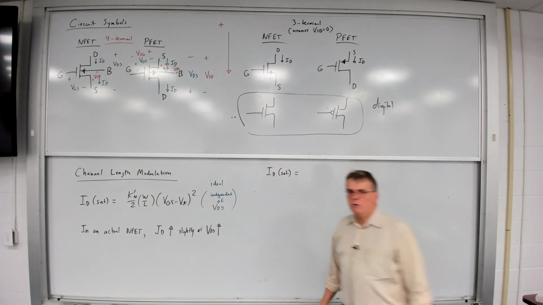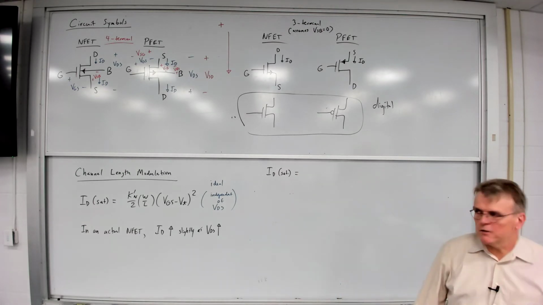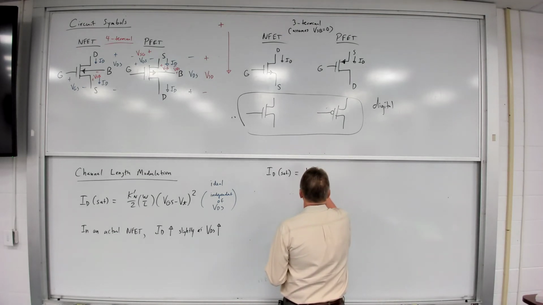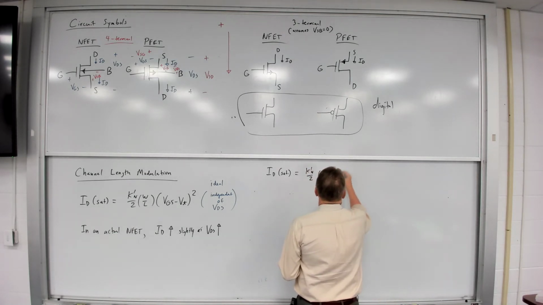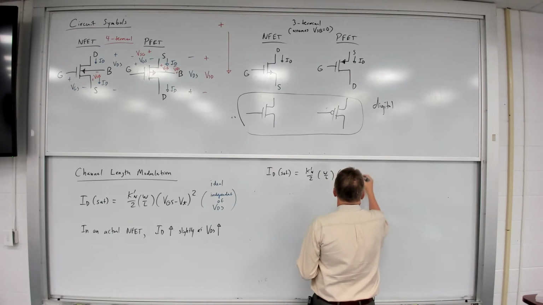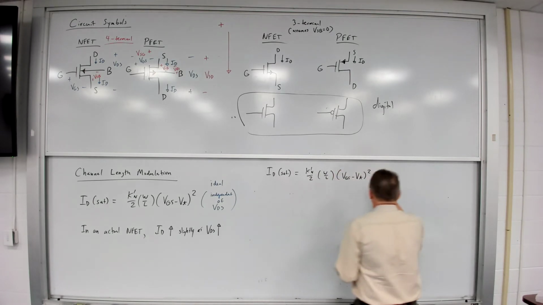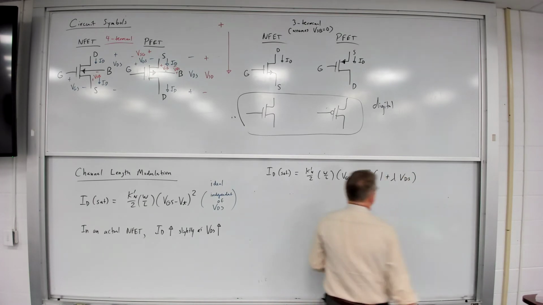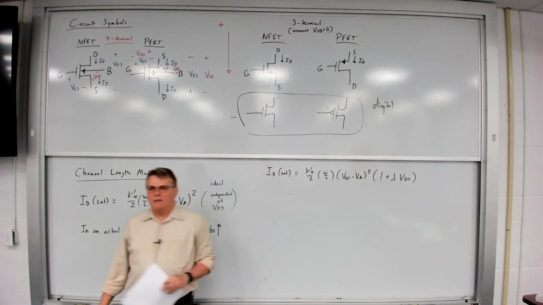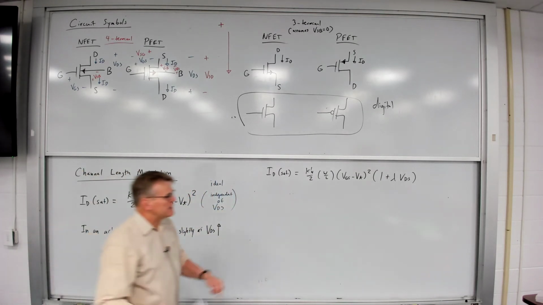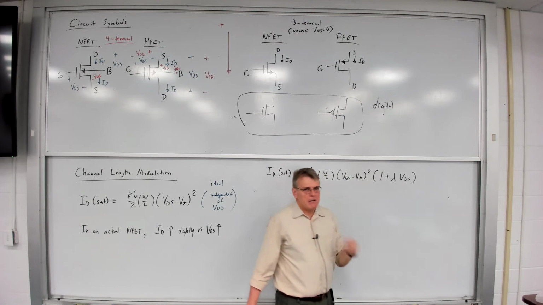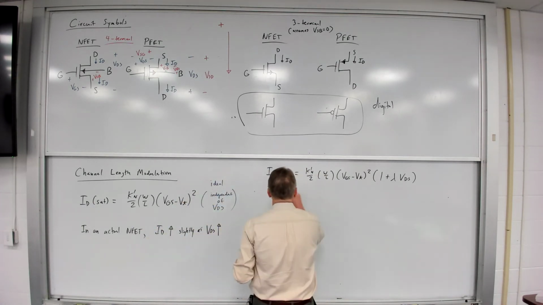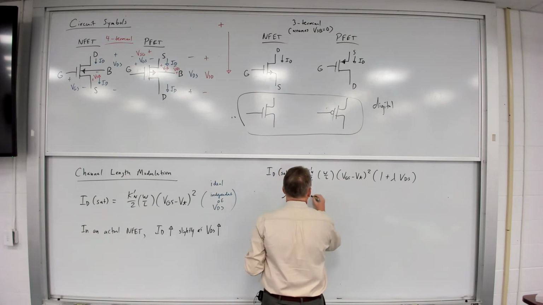So I'm going to write a new equation, and I'm going to add another factor to it. ID sat is equal to K prime N over 2 times W over L times (VGS minus VT) squared times (1 plus lambda VDS). And that's a little additional term on the end that now incorporates that VDS term. Lambda is our channel length modulation parameter.